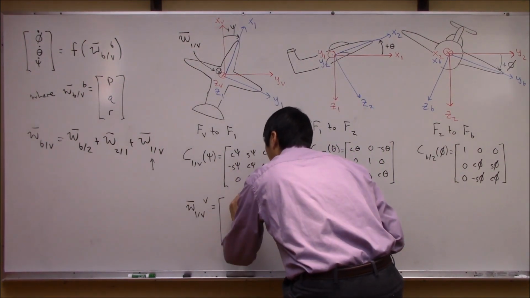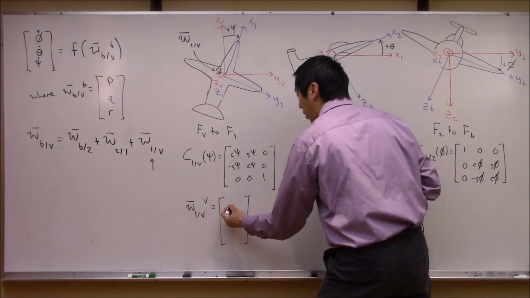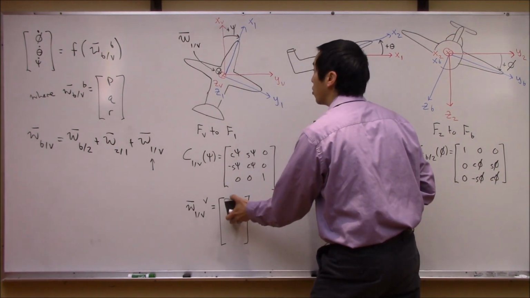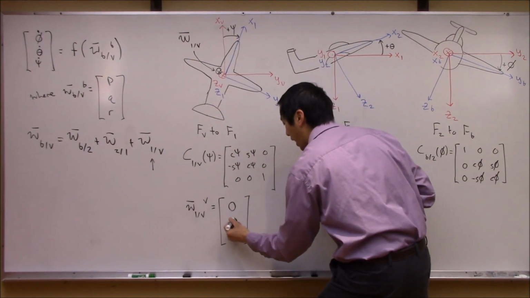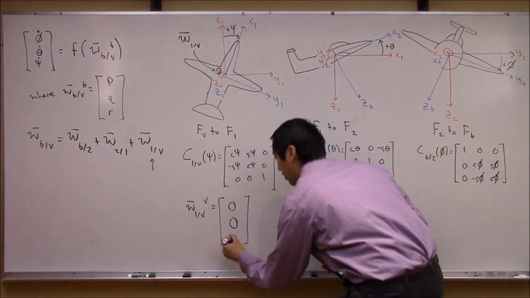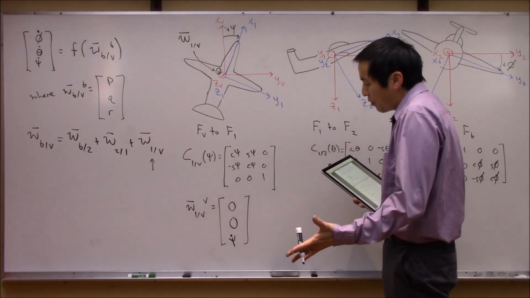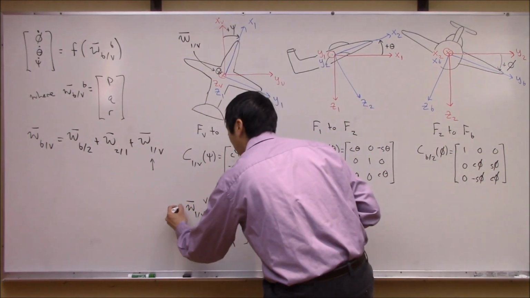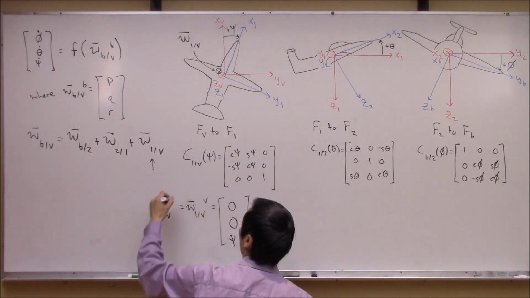So I'm trying to now write down the components of the vector, which is going straight into the board. And you see that there's no component in the x-axis, there's no component in the y-axis, and the component in the z-axis is just psi dot. And what's actually even more interesting is, if you think about this long enough, this is the exact same thing as omega 1 with respect to v expressed in the 1 frame.